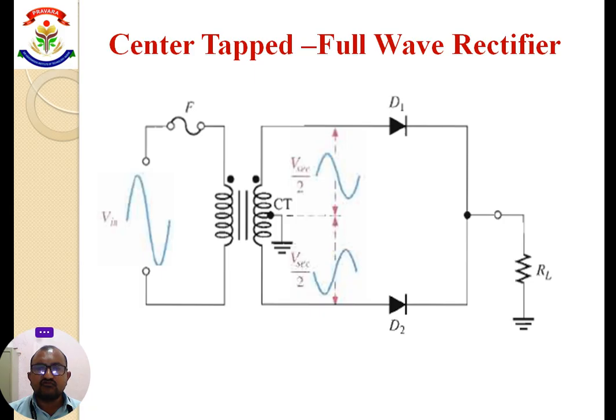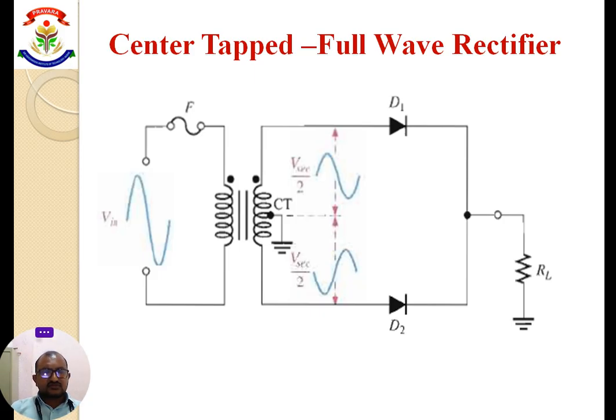This is called a full wave center tap rectifier. In the full wave center tap rectifier we have to use two diodes, D1 and D2, and in between we have to connect the load resistor RL. First of all, we have to see the construction of this diagram.